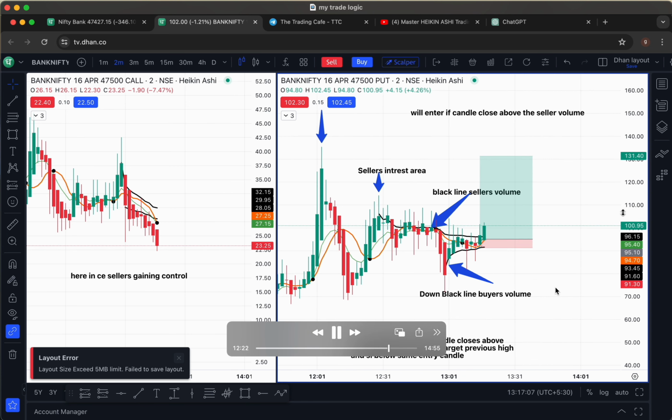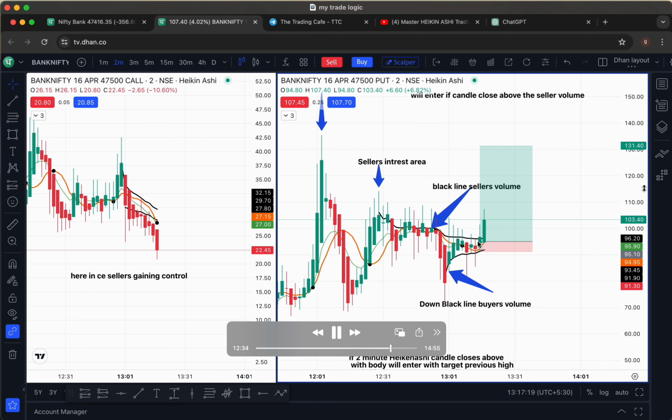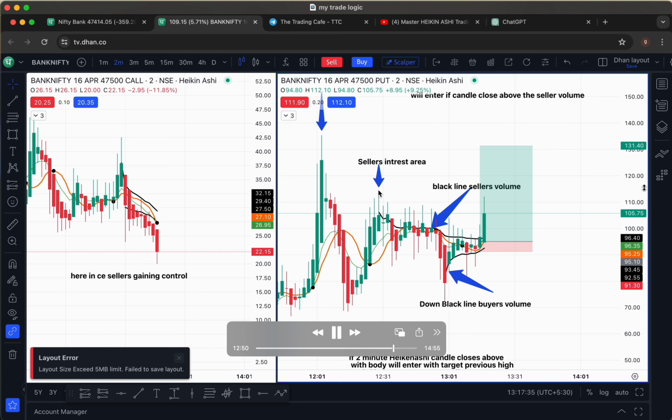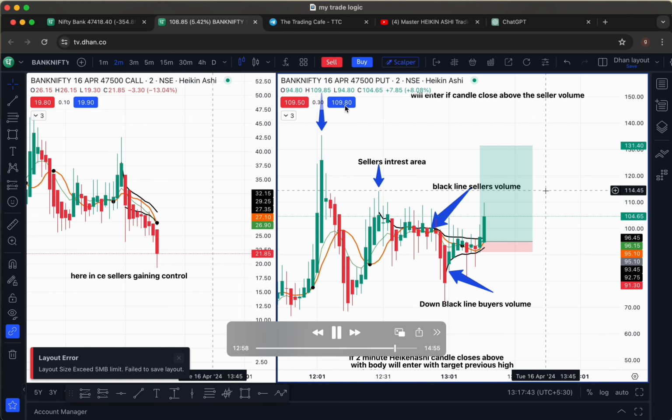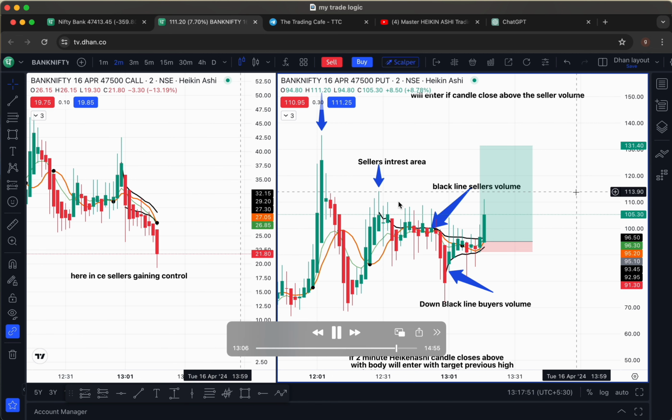Yeah, so now we can see that this candle was a bullish candle, and it has closed above the sellers' line. So here we have taken an entry, and our target should be the previous high. This was the previous high. You can see how drastically the movement happened. The price has almost crossed 114. Here it is a Heikin Ashi candle, so it will be showing the average price.